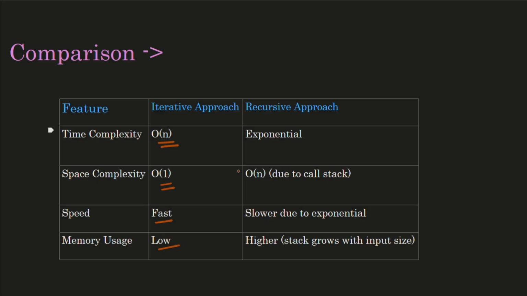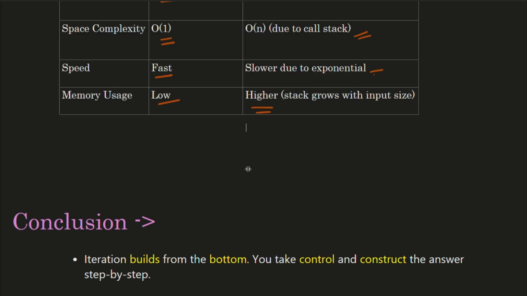Recursive approach. Time complexity, big O of 2 to the power N without memoization. Space complexity, big O of N due to the call stack. Pros. Elegant and expressive. Matches natural mathematical definitions. Cons. Slower due to redundant calls. Risk of stack overflow if N is large.